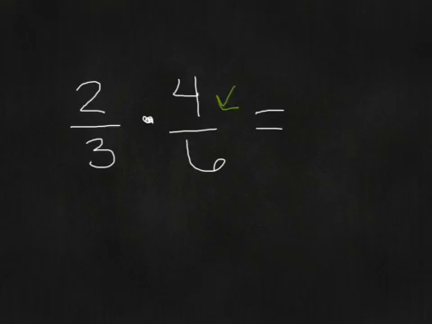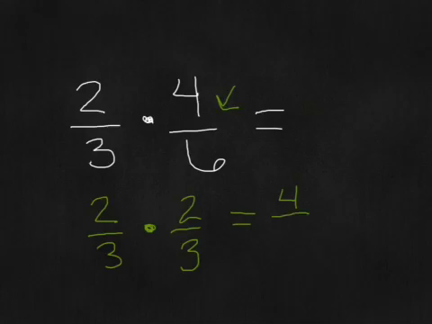In this case, 4/6 can be simplified into 2/3. So you can rewrite this new equation as 2/3 times 2/3. Now that my fractions are simplified, I can simply multiply straight across. 2 times 2 is 4, and 3 times 3 is 9. 4/9 cannot be simplified, so that's my answer.